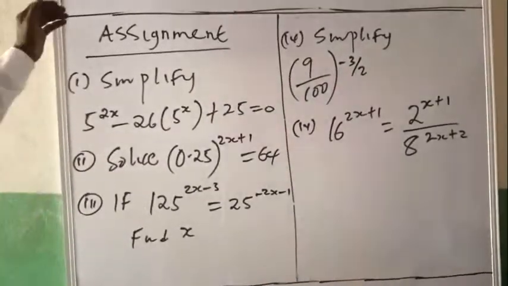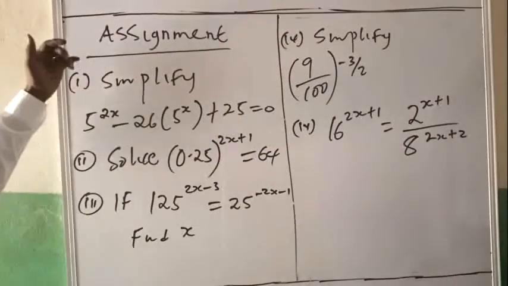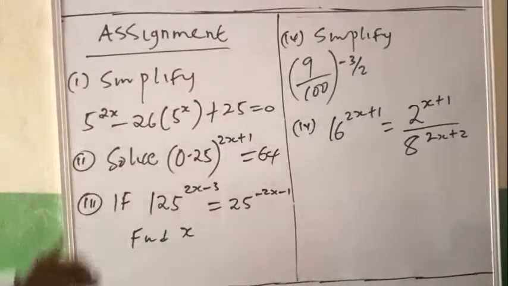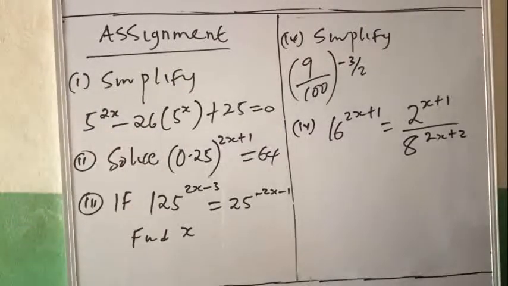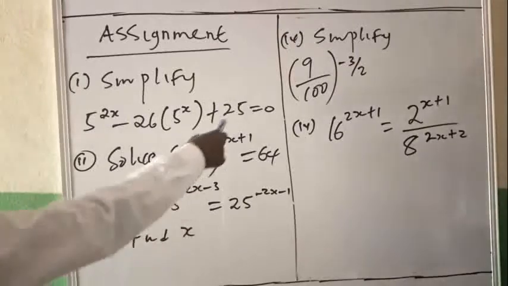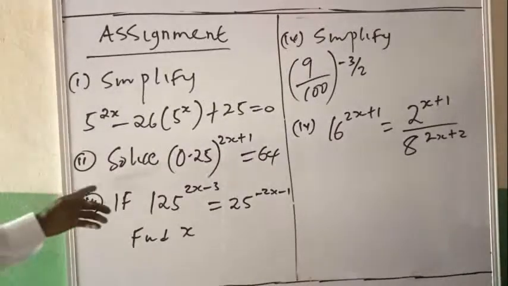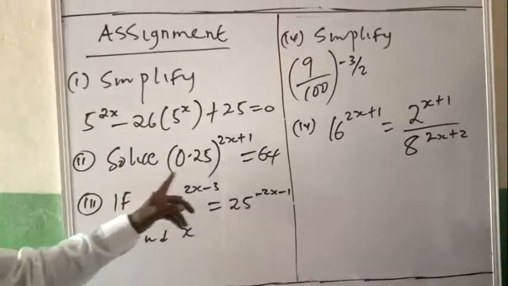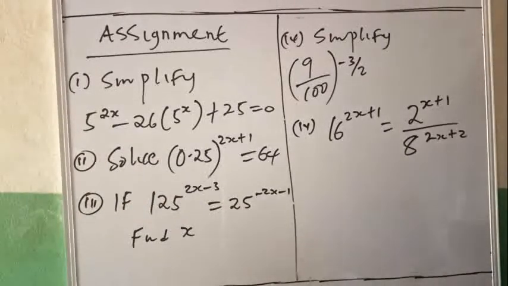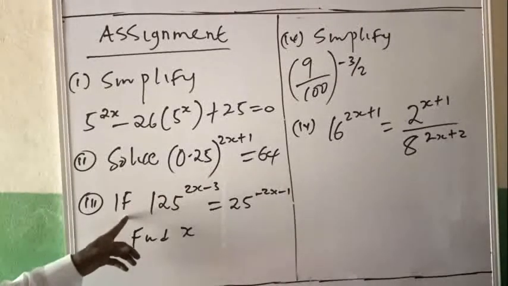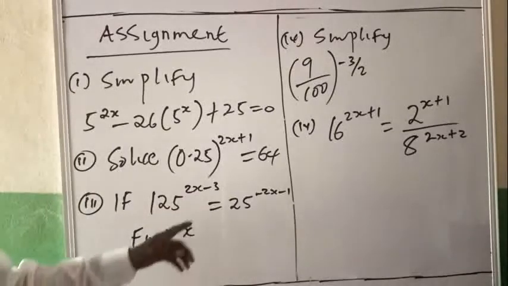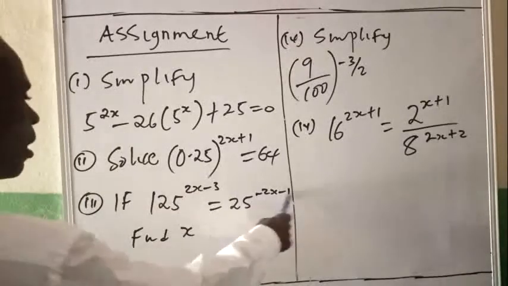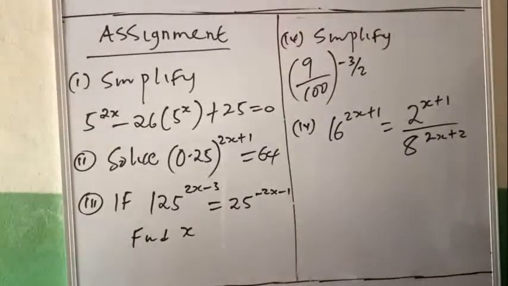Now copy the following assignments and solve them. I have 5 assignments here. Number 1, simplify 5 raised to the power of 2x minus 26 into bracket 5 raised to the power of x plus 25 is equal to 0. 2, solve 0.25 bracket 2x plus 1 is equal to 64. Number 3, if 1 over 125 raised to the power of 2x minus 3 is equal to 25 raised to the power of minus 2x minus 1, find the value of x.